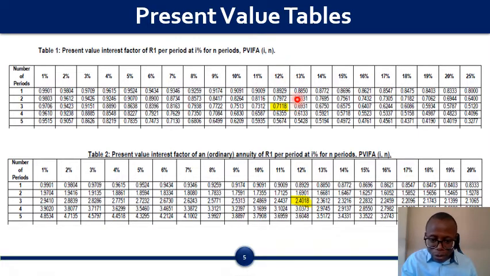Where they meet, you will see 0.7118. That's the number you are going to use against the 2 million maturity value. You go to the next table, you see this number 2.4 something, 12 and 3. That's the number you are going to use for the coupon or the interest or the annuity which is payable.